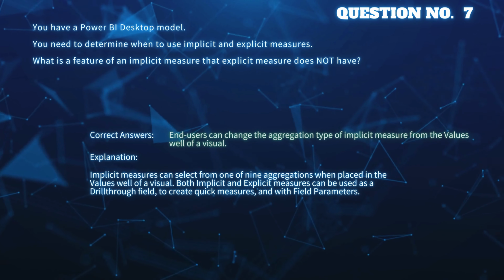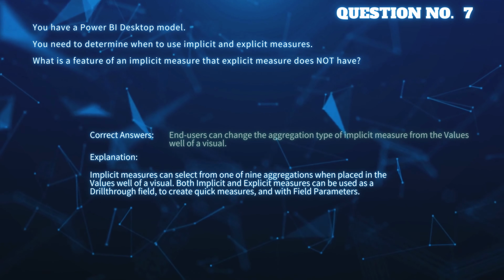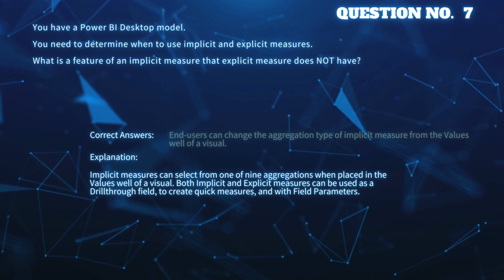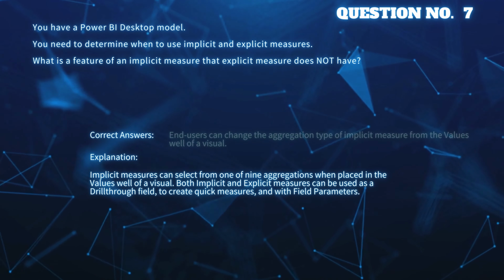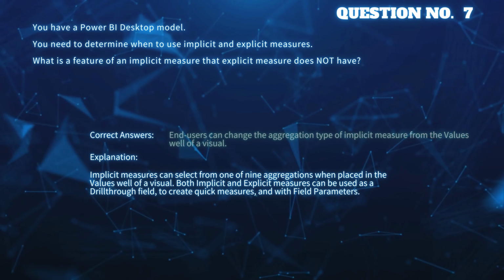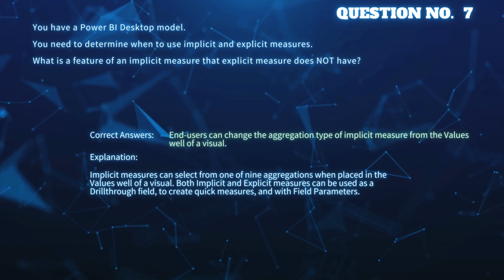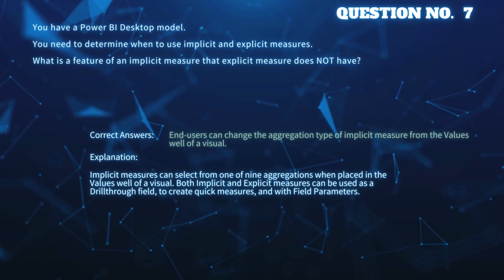Correct answer: end users can change the aggregation type of implicit measure from the values well of a visual. Explanation: implicit measures can select from one of 9 aggregations when placed in the values well of a visual. Both implicit and explicit measures can be used as a drill-through field, to create quick measures, and with field parameters.